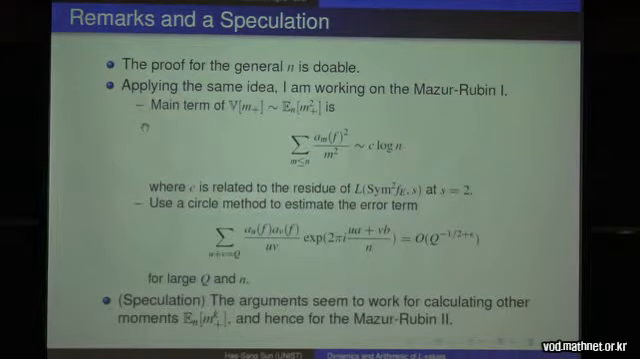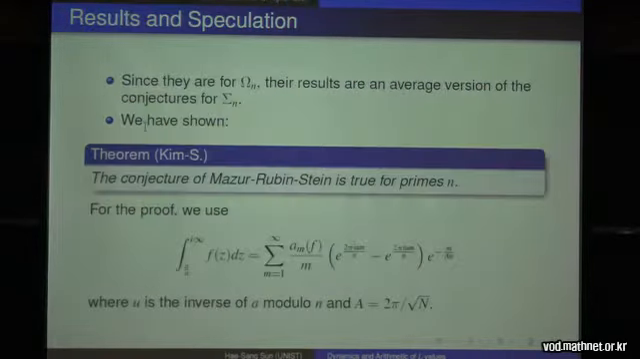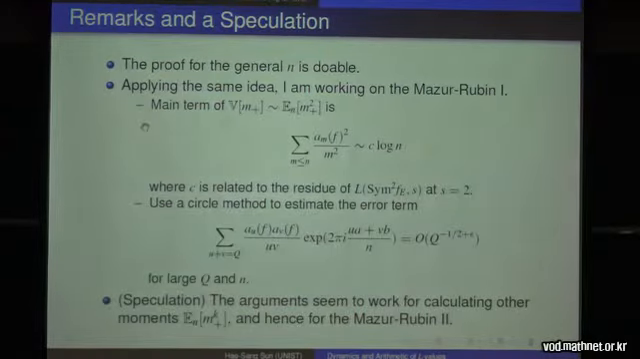Anyway, applying the same idea, using this expression, I'm working on the first conjecture of Mazur-Rubin. The main term of this variance is asymptotic to this one. As you can see, you have n plus squared, which means that basically you take the square of them, then take the average. So you expect that the main term of that multiplication is of this form. And this one is basically the symmetric square. And the error term is related to this one. To study this, we need some circle method to evaluate this one. So that's what I'm doing now.